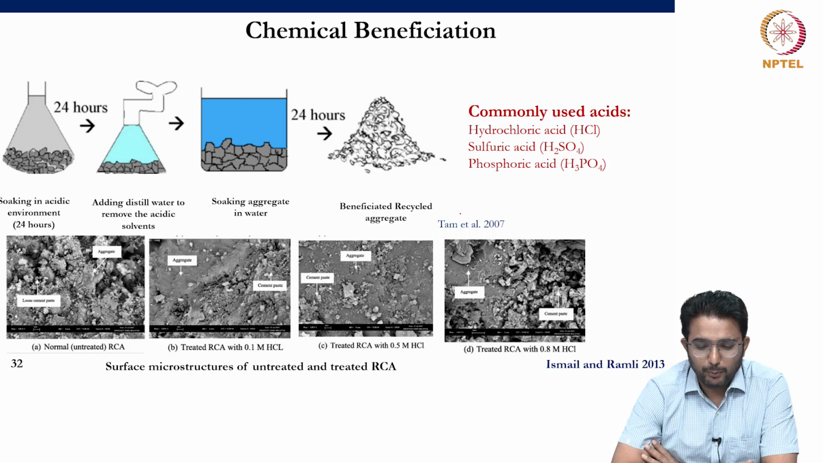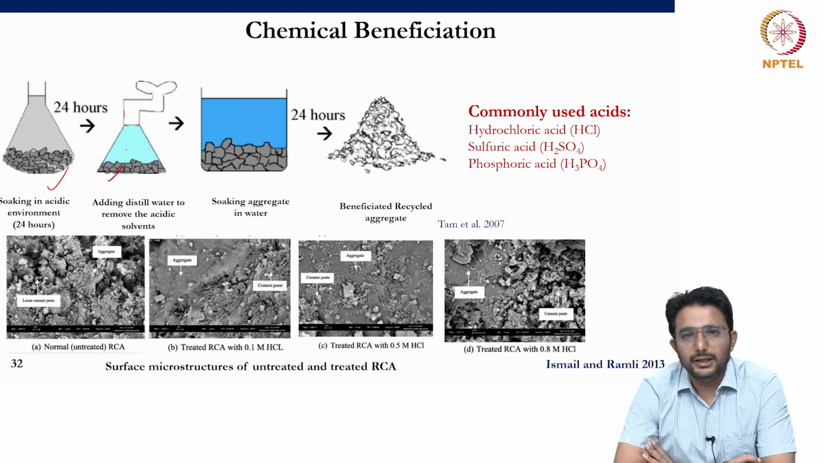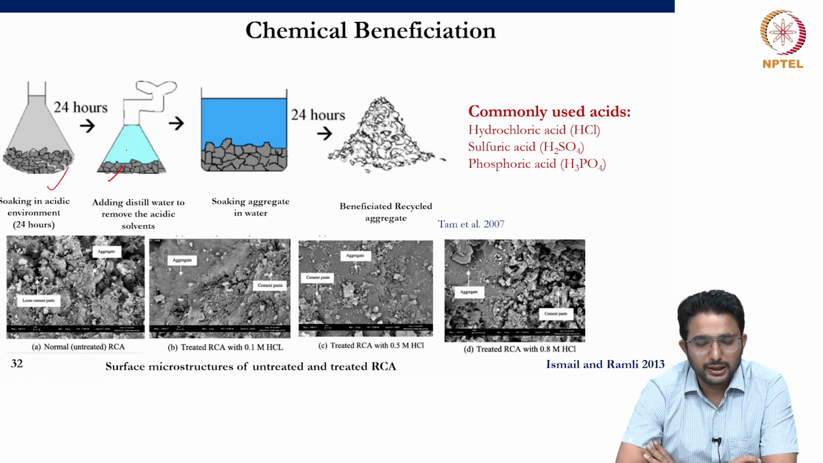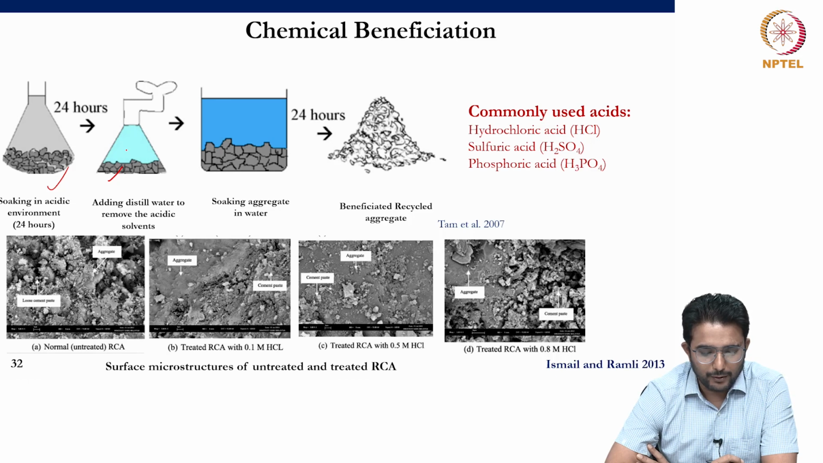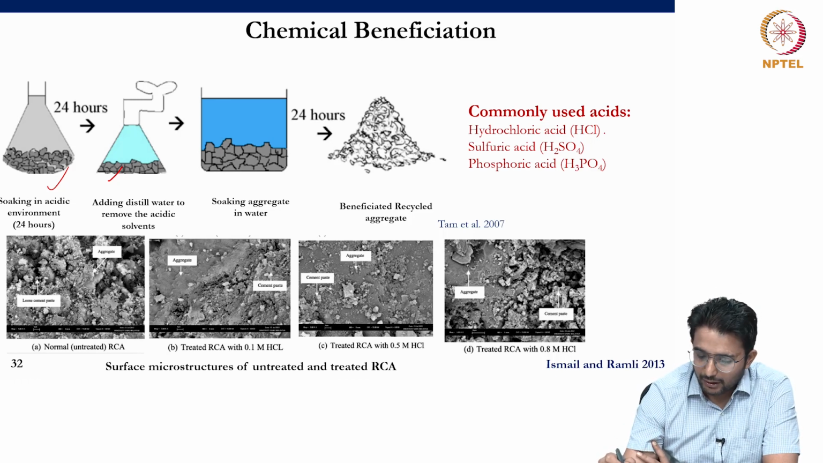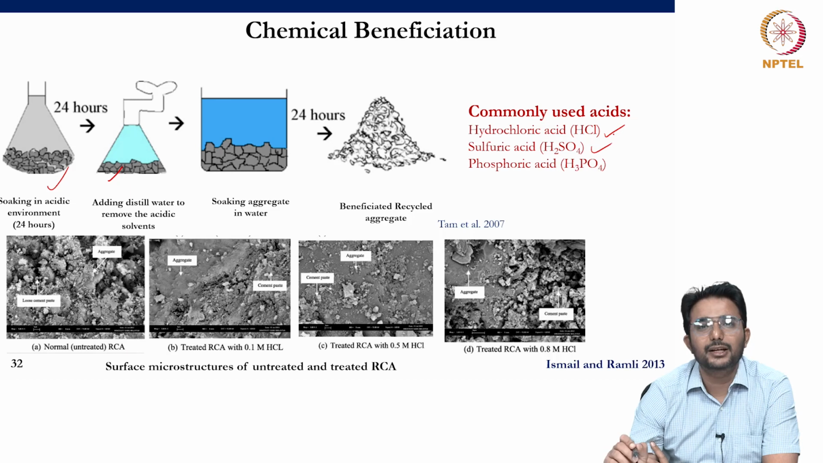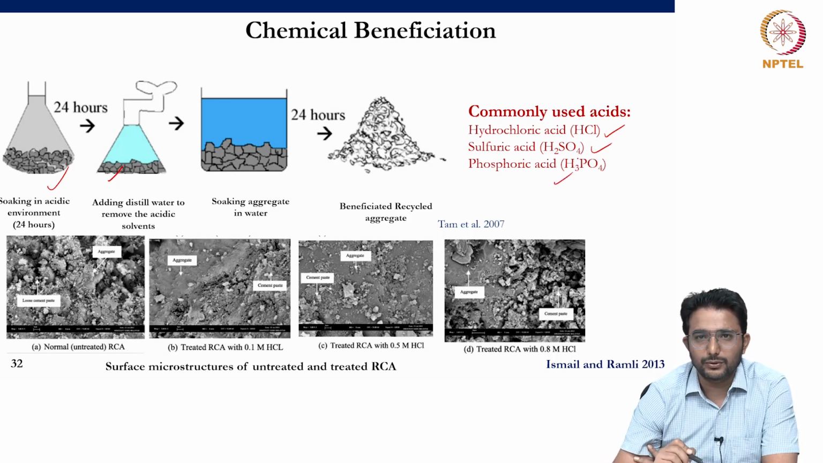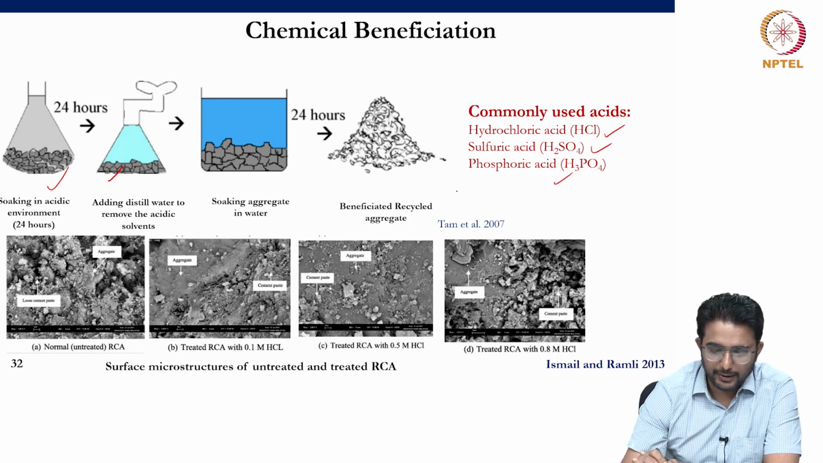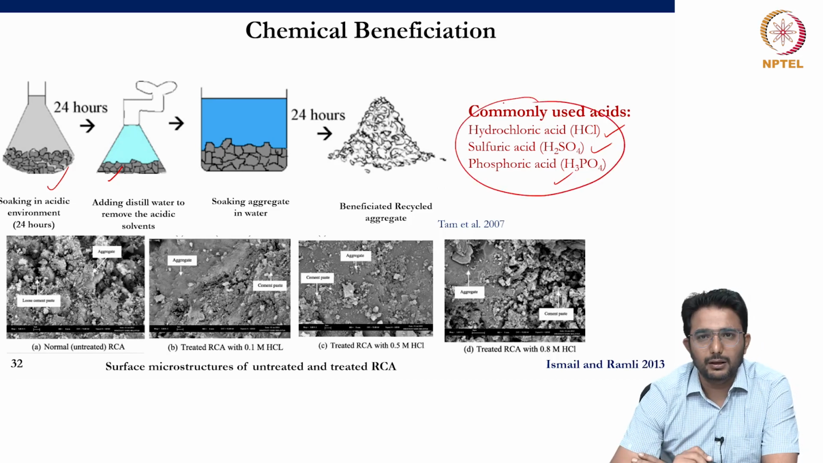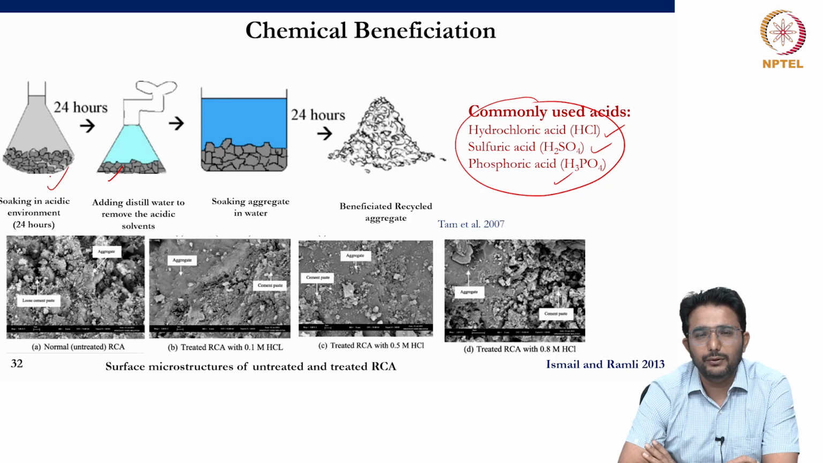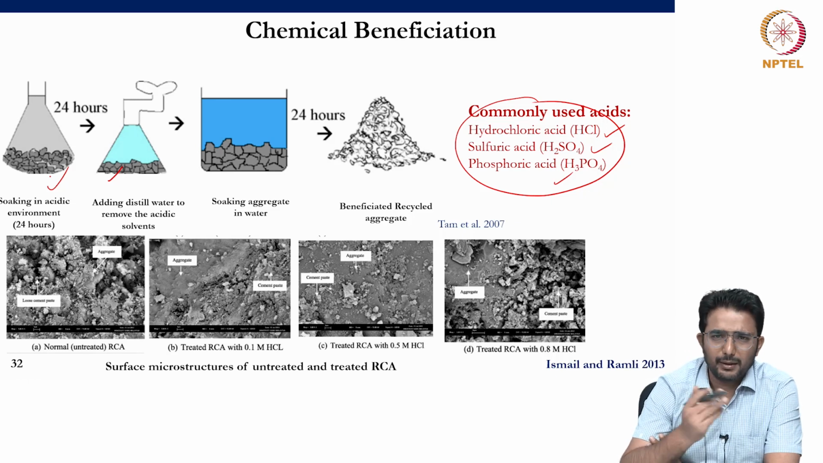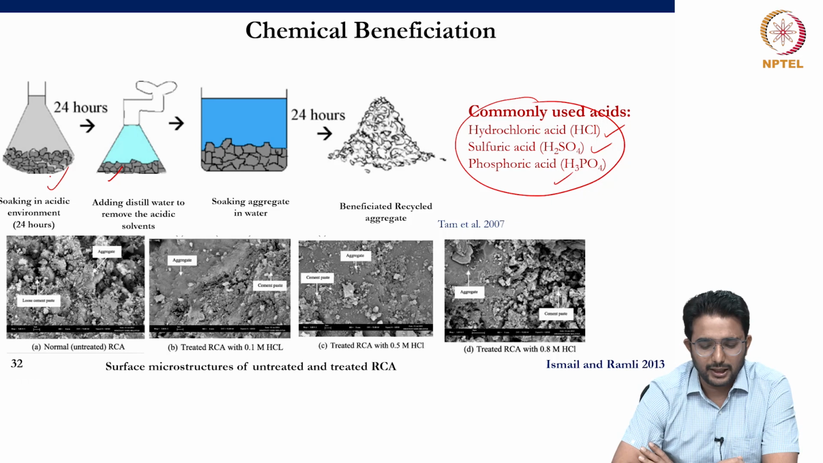The other important technique to remove the adhered mortar is to submerge the recycled concrete aggregate into a chemical solution. So various chemicals can be used for weakening the adhered mortar. For example, hydrochloric acid can be used, sulfuric acid can be used, and phosphoric acid can be used. Normally these acids will be mixed with water, and then the RCA will be submerged in that, leading to the weakening of the adhered mortar, and then by providing some scrubbing, the adhered mortar can be removed.